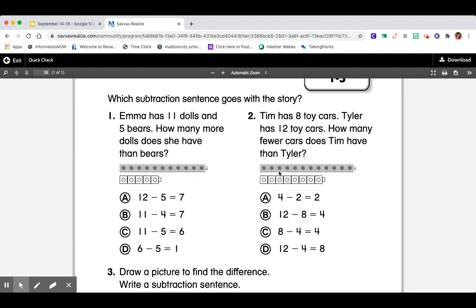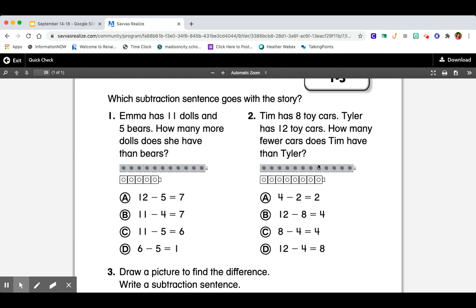So here we see Tyler's 12. And then underneath we see Tim's 8. They stop right here and they line up right here together. So how many extra does Tyler have? He has 1, 2, 3, 4 extra. So then that means that Tim has 4 less than Tyler. So which one of these actually matches this question?